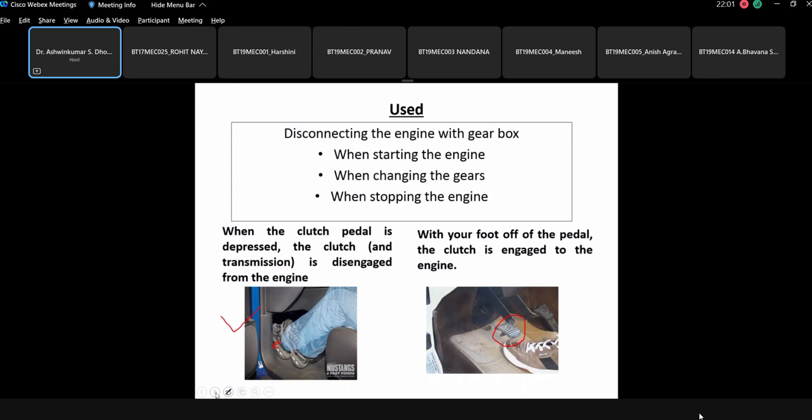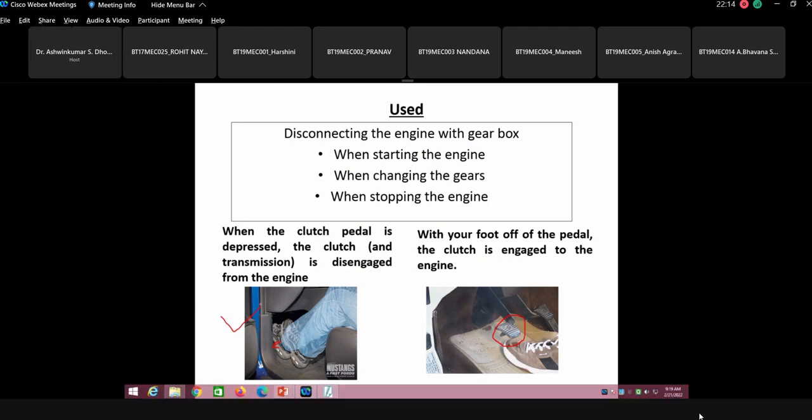Okay, sir, is there any doubt as far as the initial theory of the clutch is concerned? Sir, please let me know. Do you have any doubt, any concern as far as the initial theory of the clutch is concerned?